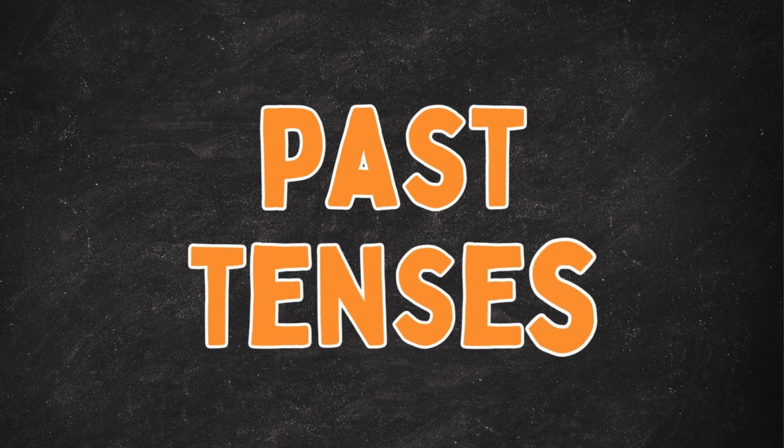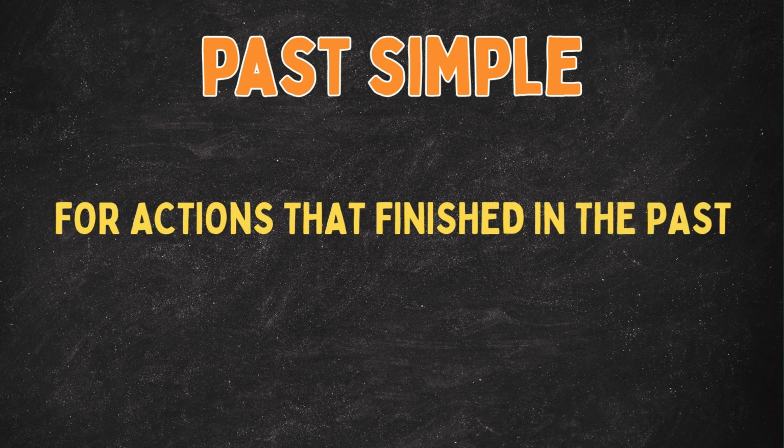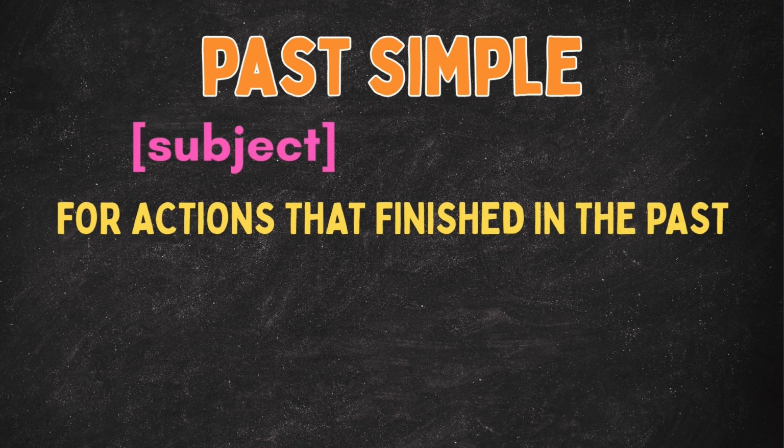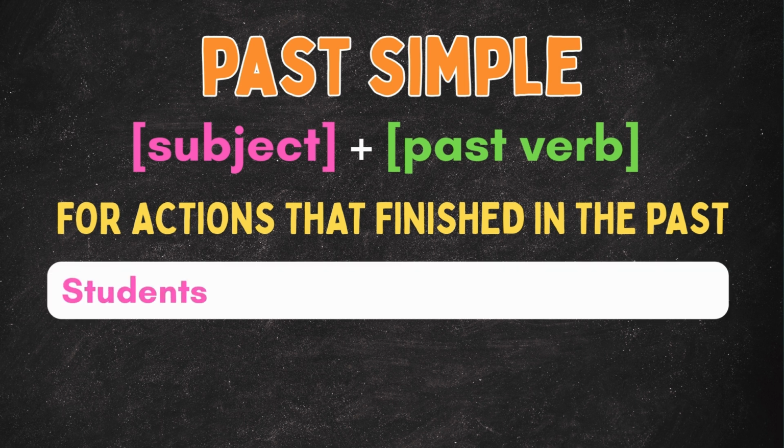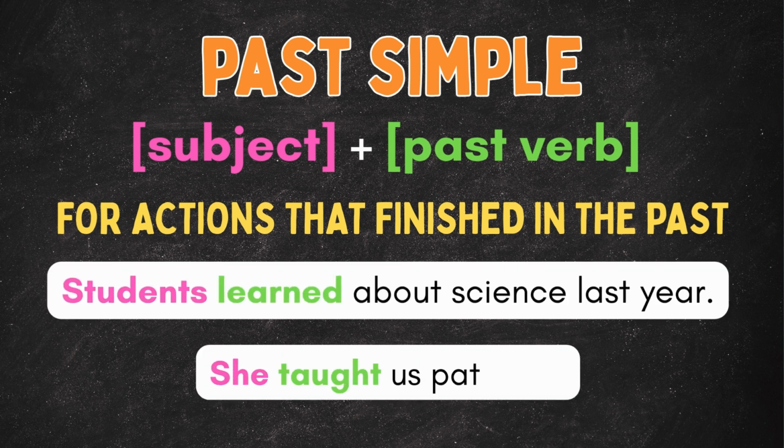Now, the past tenses. Past simple. The past simple is used for actions that finished in the past. The sentence structure consists of subject plus past tense verb. For example, students learned about science last year. She taught us patiently.